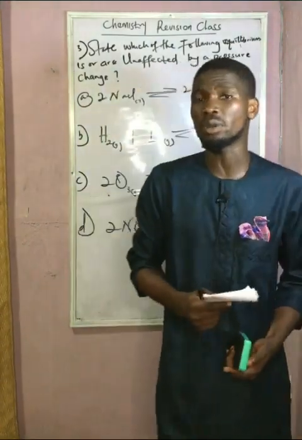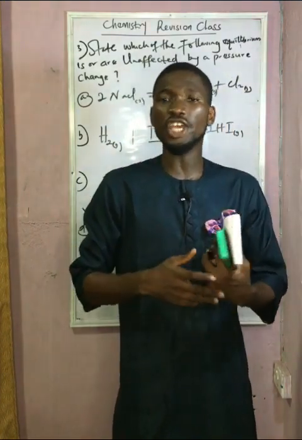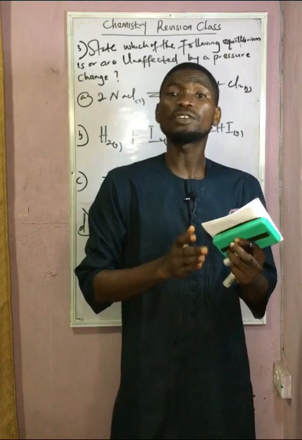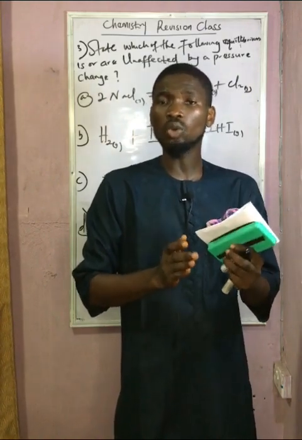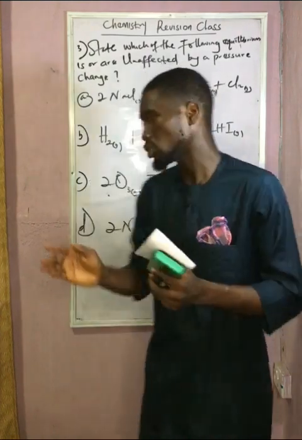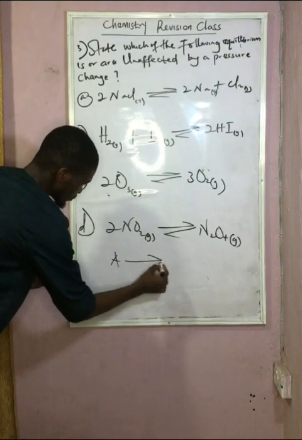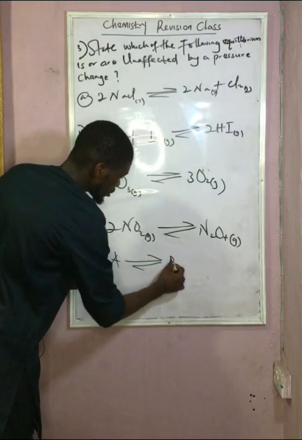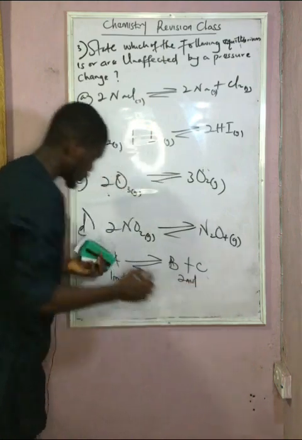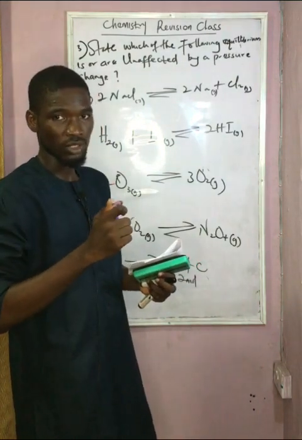One thing you should note about equilibrium is that if you are given any equation and the change in H, which is enthalpy, is positive, there is increase in temperature. And if the change in H, which is also enthalpy, is negative, there is decrease in temperature. That is according to Le Chatelier's principle. So with this now, for pressure, for example, now I have A and I have B plus C. Here we have 1 mole and here we also have 2 mole.